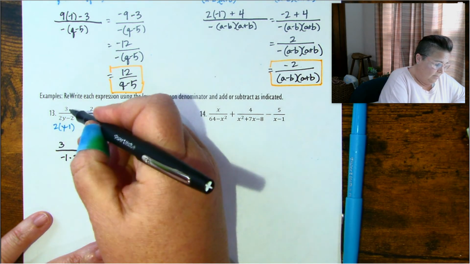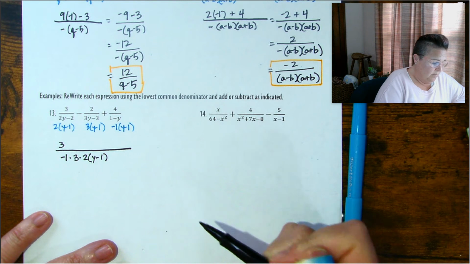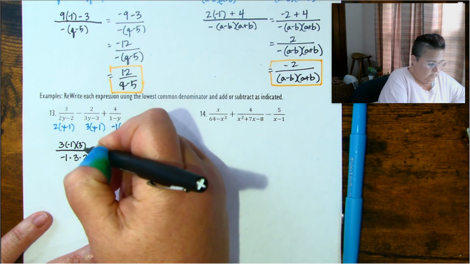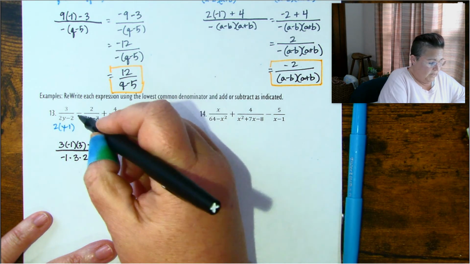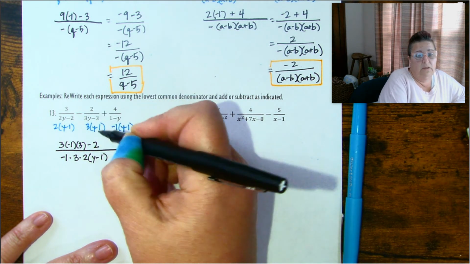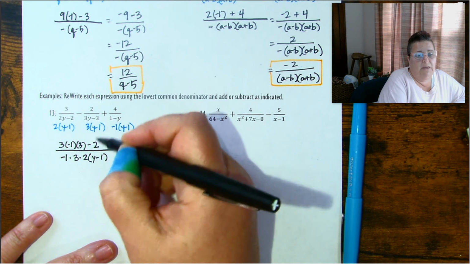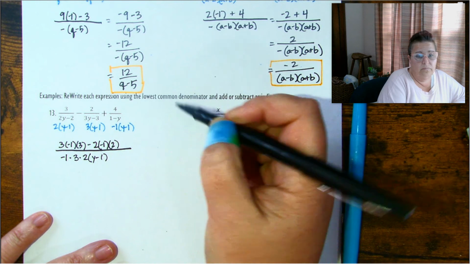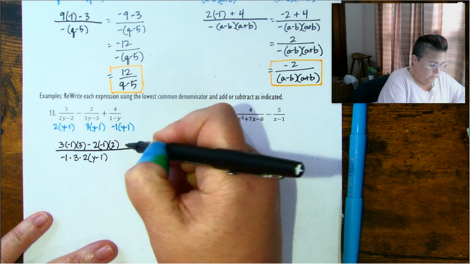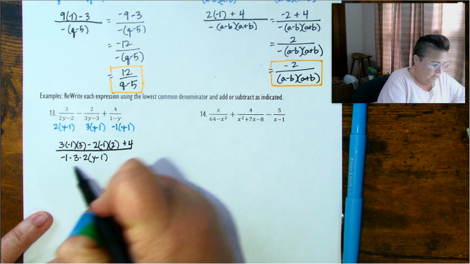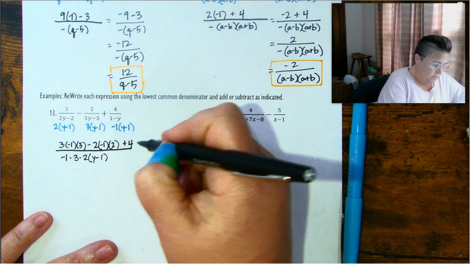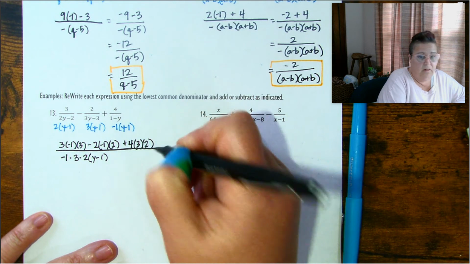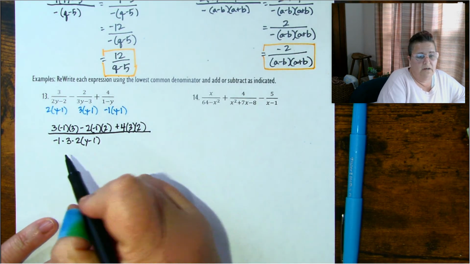So up to the 3, it was over the 2 and the y minus 1. So I'm going to need to multiply by the negative 1 and the 3. Minus the 2. I've already used the 3 and the y minus 1. So we're going to need to multiply by the negative 1 and the 2. Plus the 4. It's got the negative 1 and the y minus 1. So I'm going to need to multiply by the 3 and the 2. I'm running out of room here. All of that. Big old numerator.